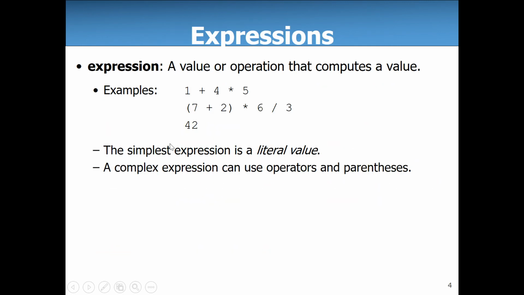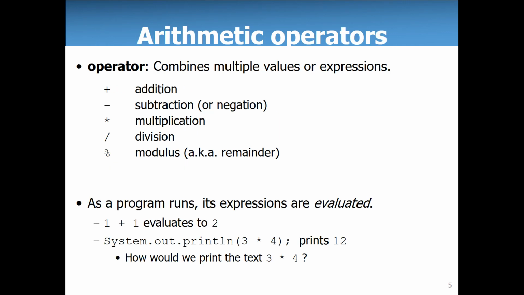Now expressions do exist that are really simple. This 42 over here is technically an expression. It's very easy to evaluate because there are no operations going on. So that's the simplest expression, which we call a literal value because it literally is that. And complex expressions basically can be as complicated as you can imagine, and probably more so. Because we can always make an expression more complicated by adding another number, or adding another expression to that already existing expression.